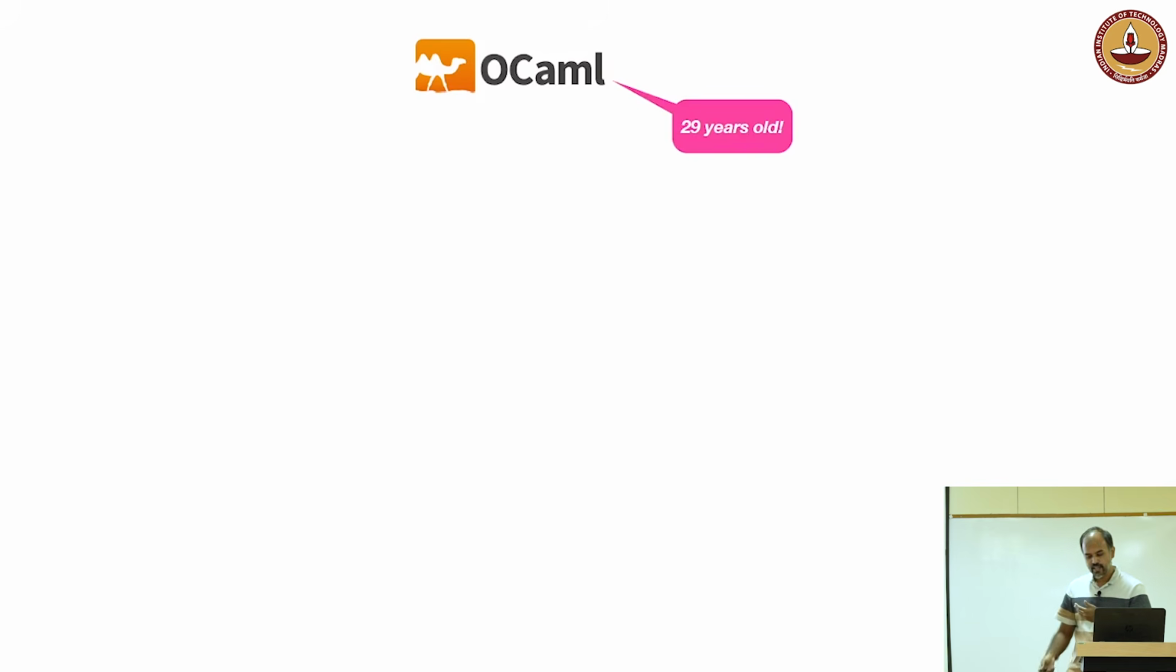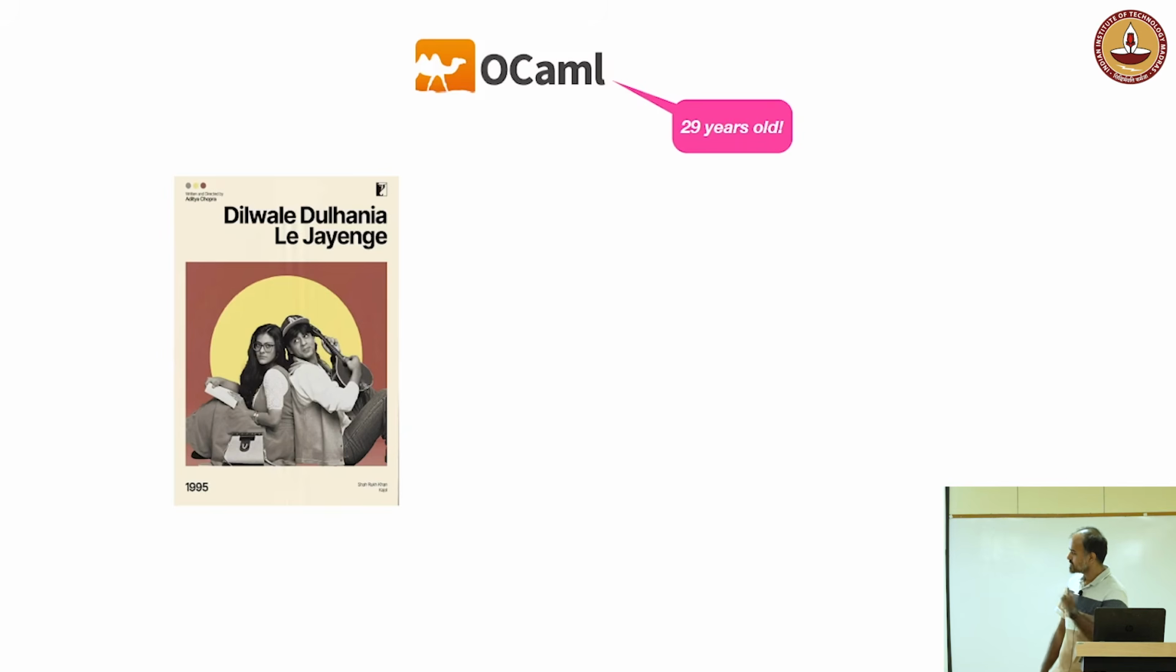And you'd be surprised if I tell you that OCaml is today 29 years old, right? It's a very old language. It's as old as this movie DDLJ. When I presented this talk earlier, I always used to say OCaml was released when this movie was still running in the theaters.